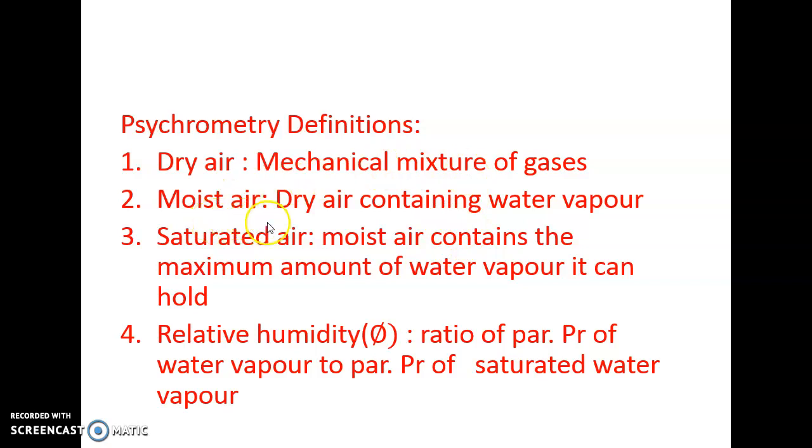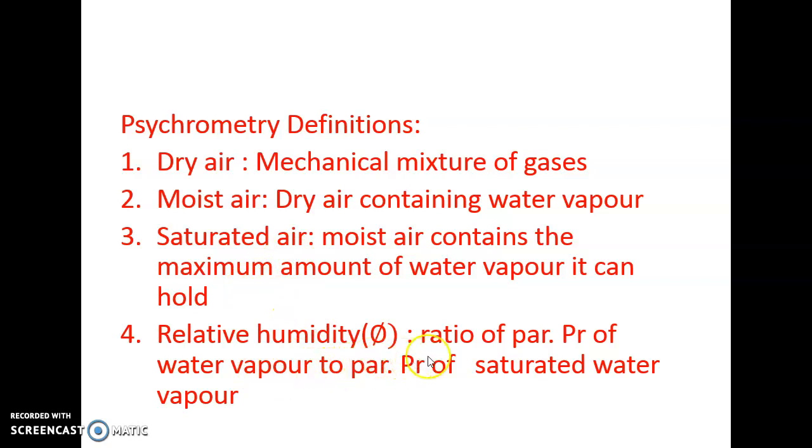Second one, moist air. If the dry air contains water vapor, it is said to be moist air. Saturated air: when the moist air contains the maximum amount of water vapor it can hold, it is said to be saturated air. So the moist air can contain a particular percentage of water vapor. If it contains that maximum amount, that is called saturated air.